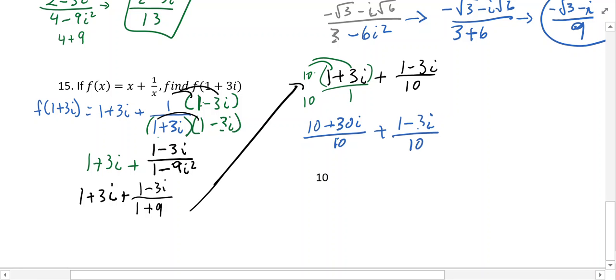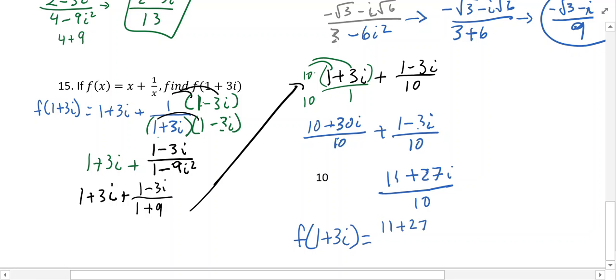So now I can just add the numerator across and combine the like terms. So 10 plus 1 gives me 11, and then 30i minus 3i gives me a plus 27i over 10. So let me rewrite this, over 10. Okay, so now the way we write our final answer, we say f of 1 plus 3i is equal to 11 plus 27i over 10.